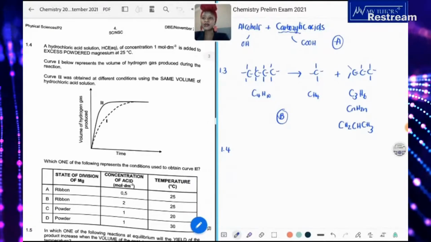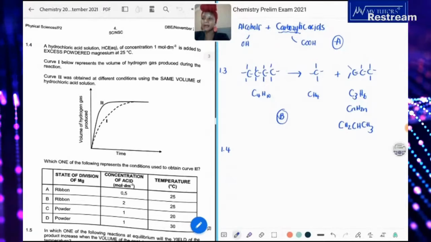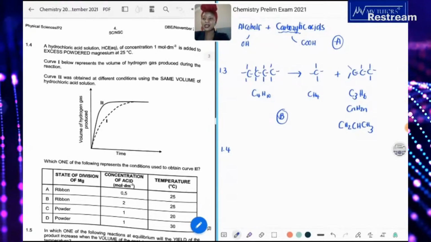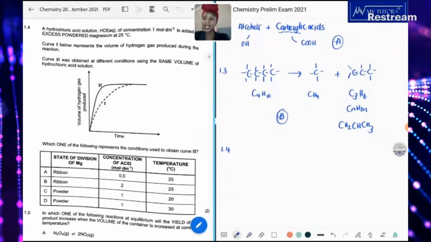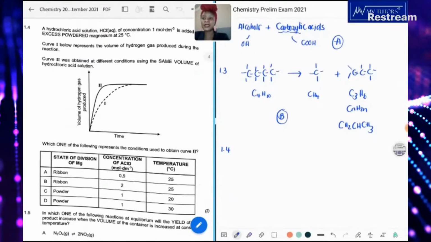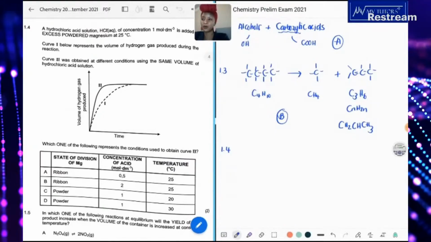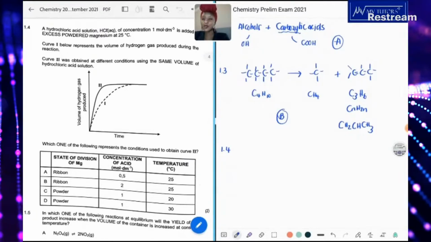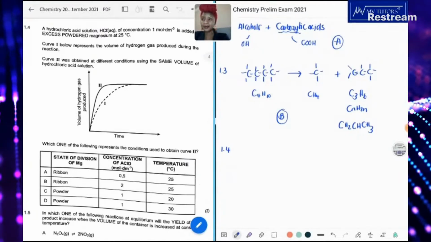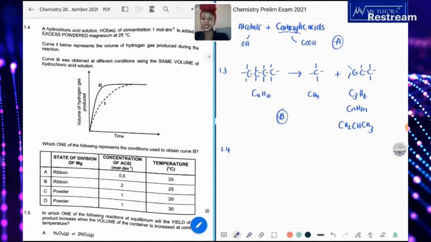As you can see, curve 2 is much steeper than curve 1, okay? And looking at our answers, one thing that I do know is we have powder. I don't think we have a ribbon. That excess magnesium is in powder form. So we're looking at C and D. Now, curve 2 is much steeper than curve 1. The y-axis is the volume of hydrogen gas produced.